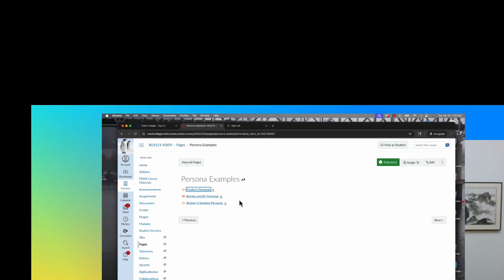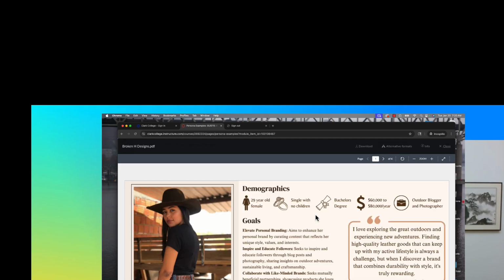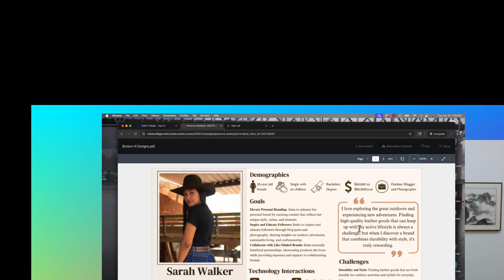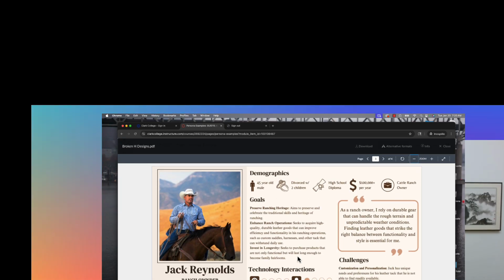And then finally, you have Broken Age Designs. I've shown some of Abby's work before. Her business also did open. A demographic of somebody that would be purchasing from her is Sarah Walker in her 20s. And then you also have somebody like Jack Reynolds, a ranch owner. So these are what personas look like, and you're going to create 2 of them for this class.